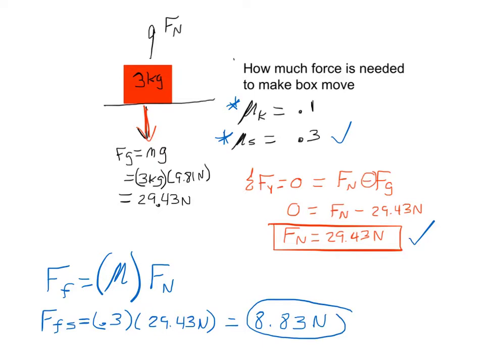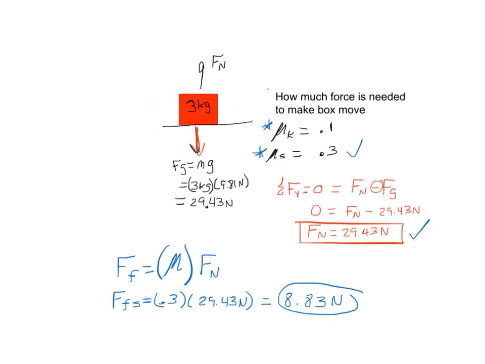So there's a force of static friction equal to 8.83 newtons. So in order just to make it move, we have to exert 8.83 newtons. That means if we exert 8 newtons, it's not going to move. If we exert 9 newtons, it's going to move. So let's make that the next part.